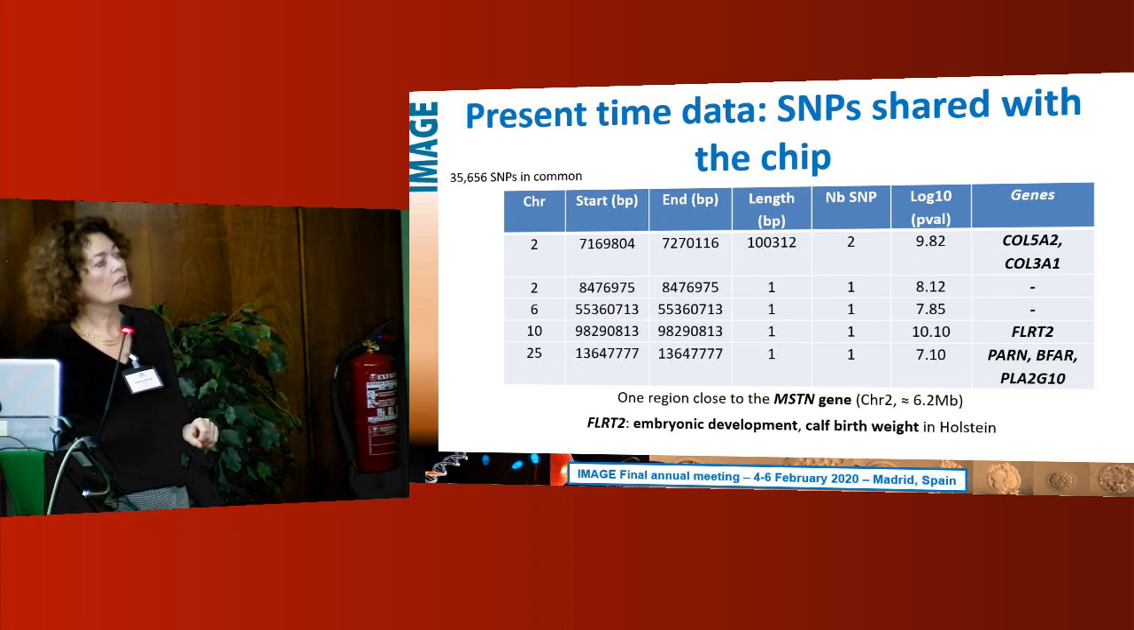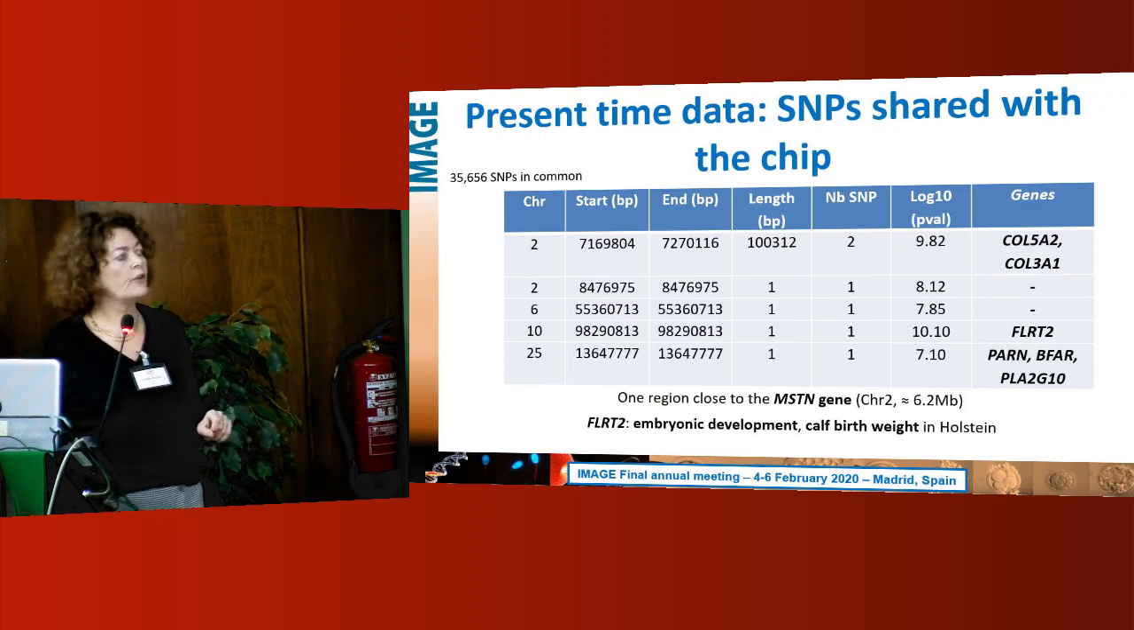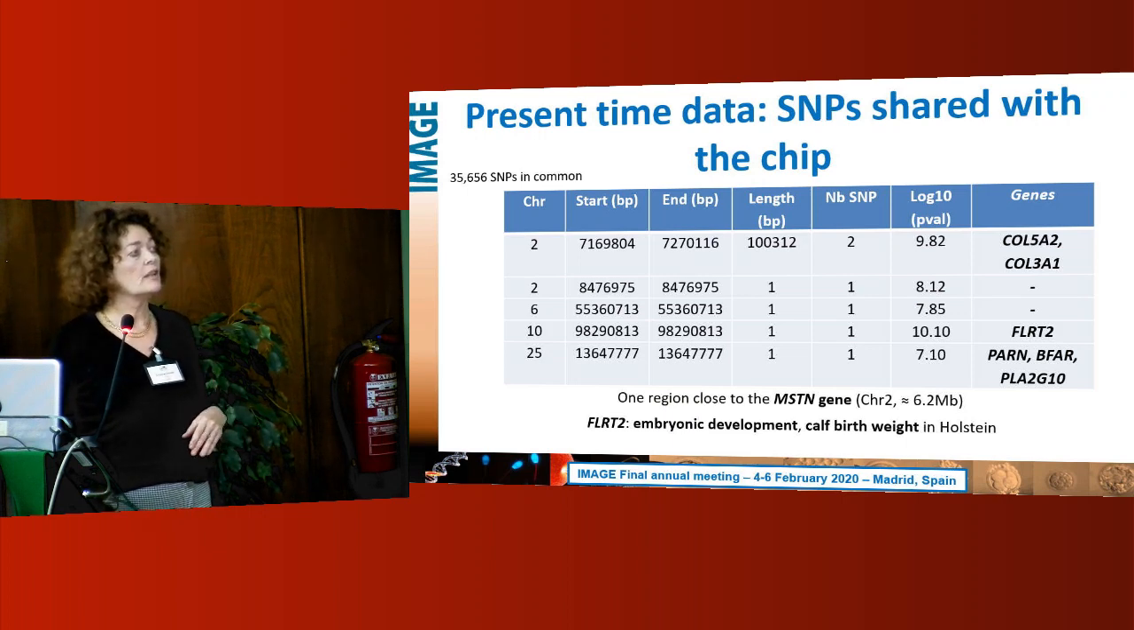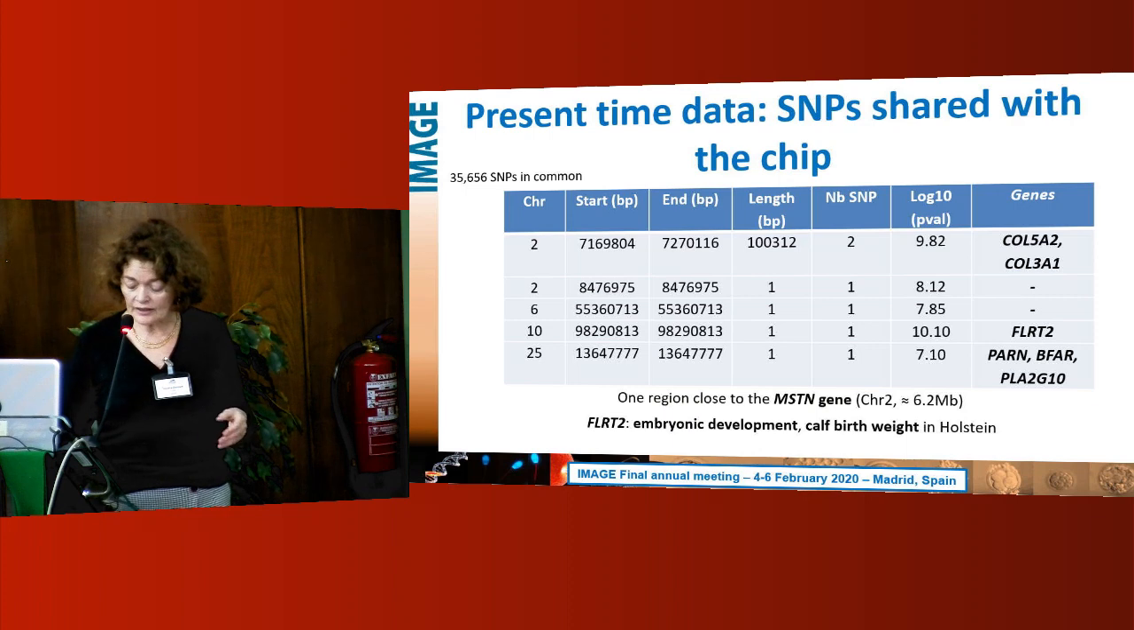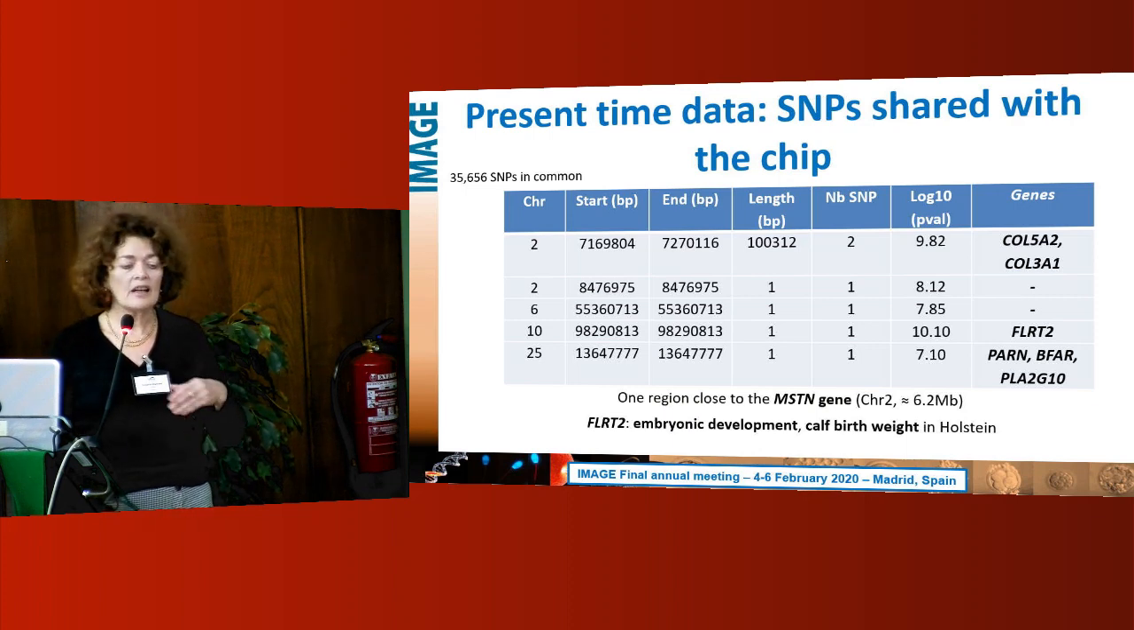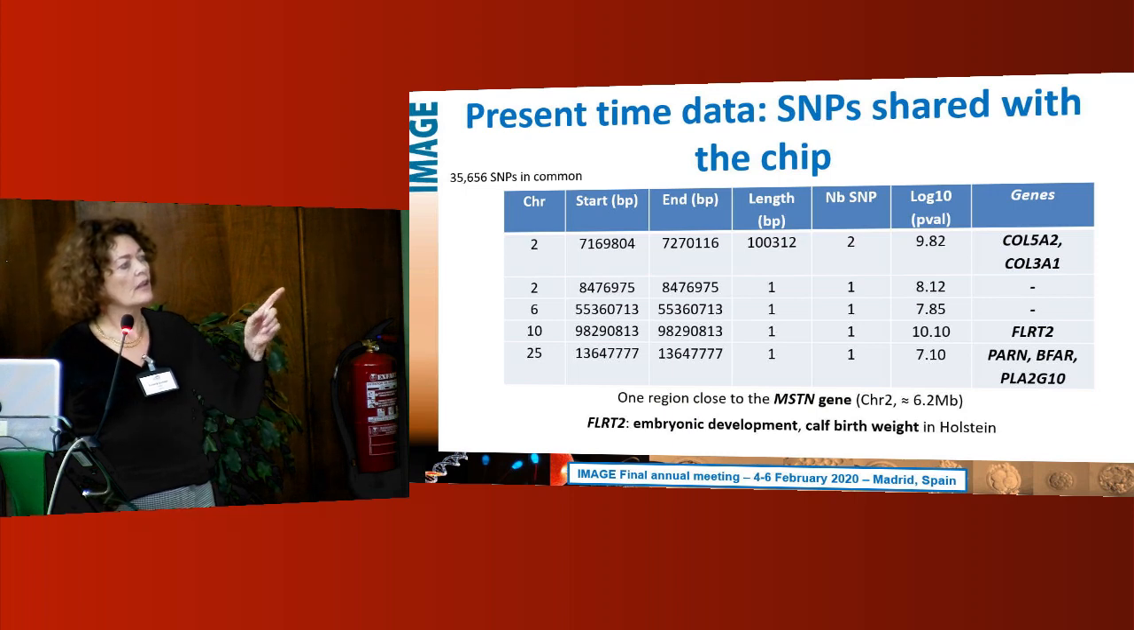Okay, there is also FLRT2, which is in chromosome 10, which was found to be associated with calf birth weight in the Holstein breed, and which has something to do with embryonic development and with craniofacial development, and is interesting. It's interesting to find here in Asturiana de los Valles.